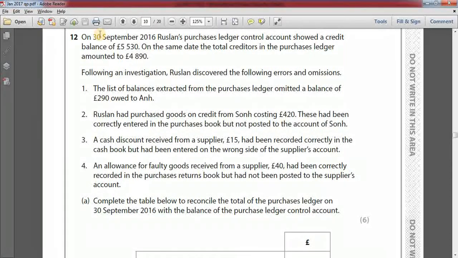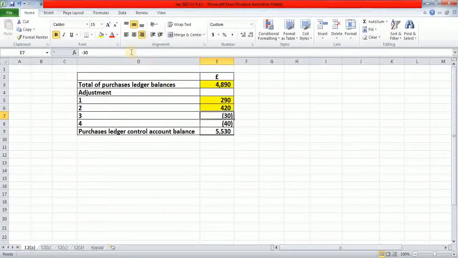So to rectify this transaction, you need to first set off the wrong entry, then post the correct entry. To set off the wrong entry, you need to post £15 on the debit side of the supplier's account. And then to record the correct entry, you need to post again £15. So ultimately we are posting £30 on the debit side. And if you post anything on the debit side of the supplier's account, it must be deducted from the opening balance of the creditor's account. So here it is £30 with a negative sign.